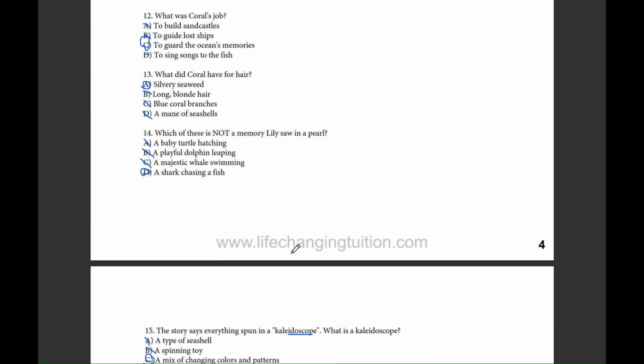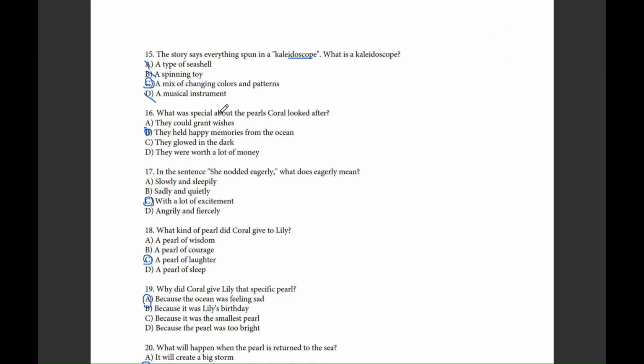And finally, for question 16, what was special about the pearls Coral looked after? Your choices are A, they granted wishes. B, they held happy memories from the ocean. C, they glowed in the dark. Or D, they were worth a lot of money.